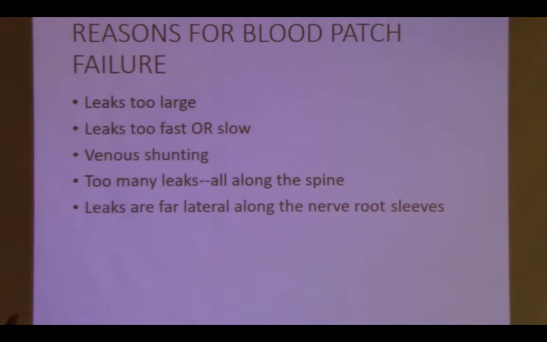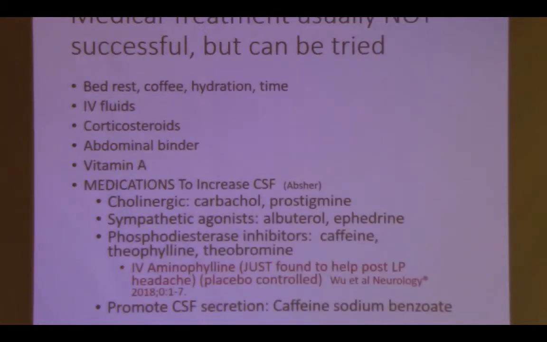Now why does a blood patch not work? Sometimes the leaks are too big, or they have too many of them, or they're too fast, or they're too slow. And then another frustrating one is sometimes the spinal fluid just goes right into the vein around the spine. And then those are really hard to find.